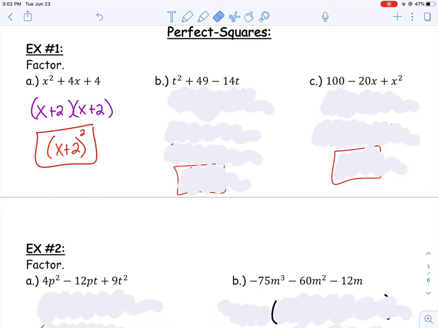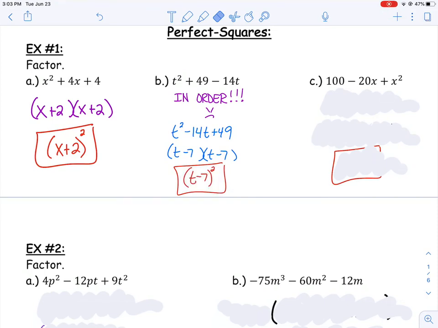All right, look at B. Is it in order? Ooh, hopefully you caught that and you wrote it in order first without trying to factor it into something else. If I put it in order, you would have a t squared minus 14t plus 49. And now that it's in order, it doesn't look like there's a GCF and there's three terms, so let's try to basic factor it. What numbers multiply to positive 49 that when you add them together, you get negative 14? You should have said negative 7 and negative 7, which happens to be another perfect square, so we could say t minus 7 quantity squared.